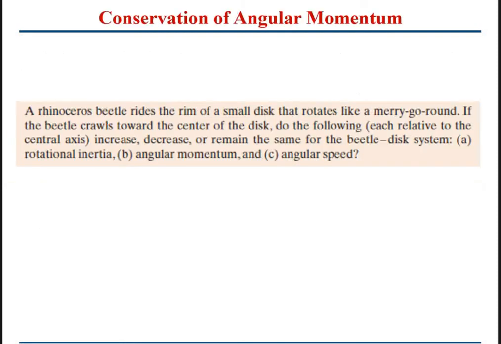Okay, let's look at this example, a conceptual question. Again, there's a beetle on a small disk, initially on the rim or the edge. The beetle crawls towards the center of the disk. What do you think would happen to these 3 quantities? Are they going to increase, decrease, or stay the same?